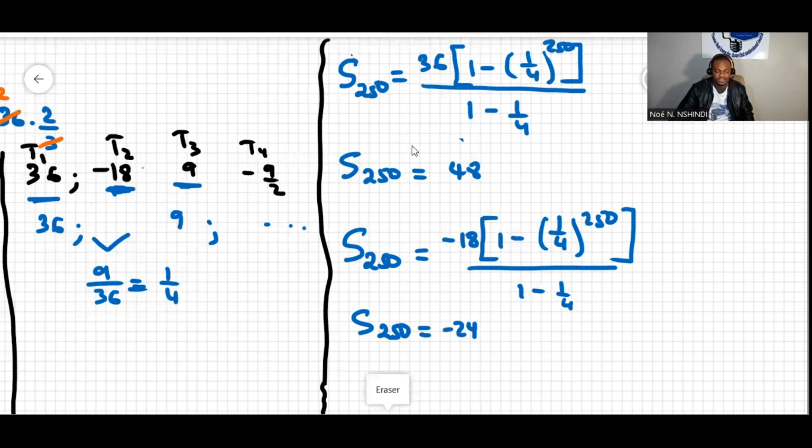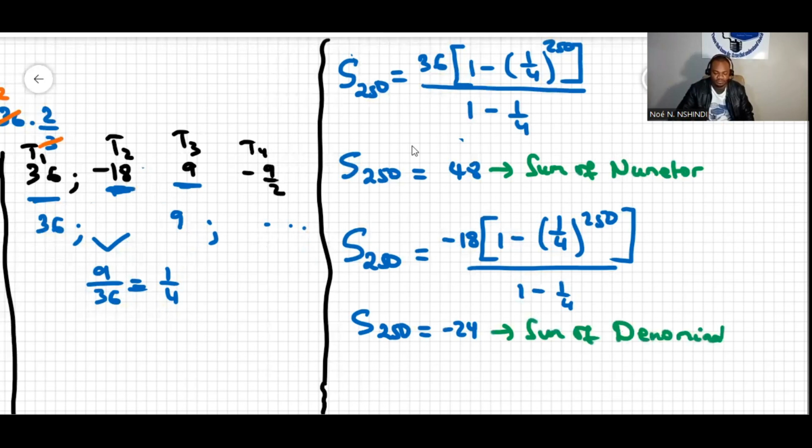Note that the first one is the sum of the numerator, which consists of odd terms, and this one is the sum of the denominator. So therefore, the sum of the numerator over the sum of the denominator will be equal to 48 over negative 24, which is equal to negative 2. That's the answer.